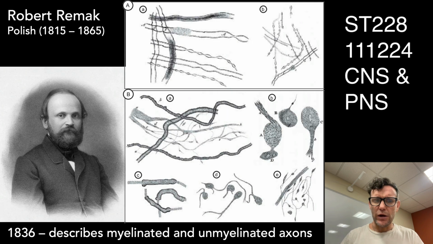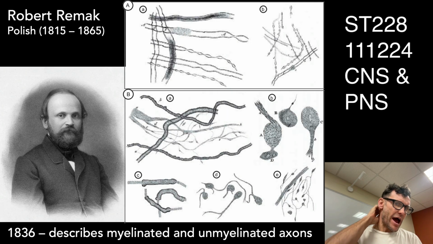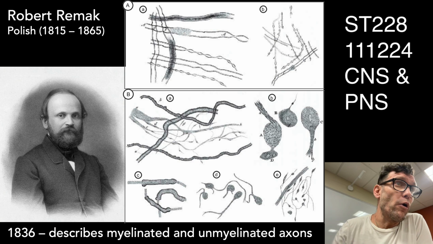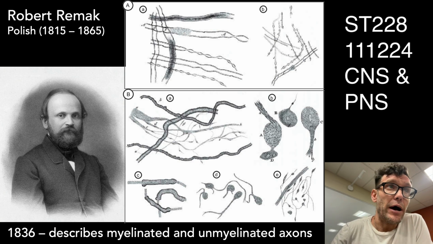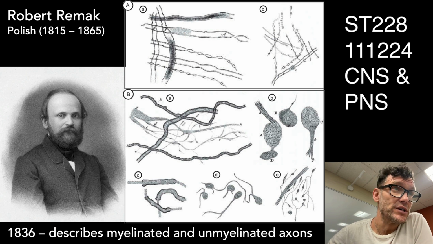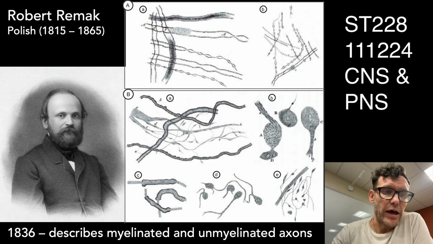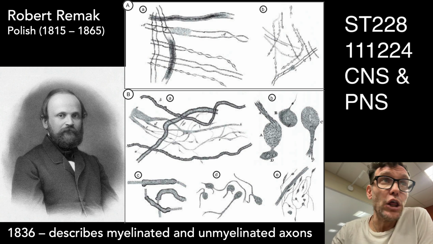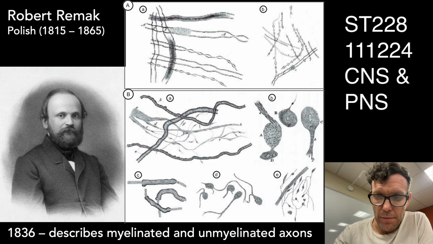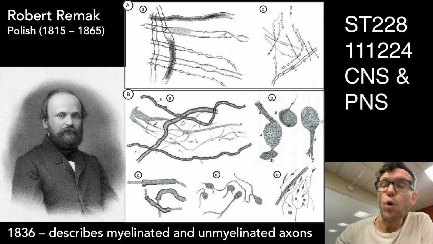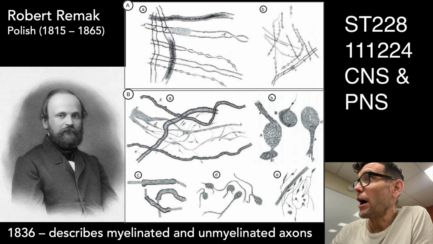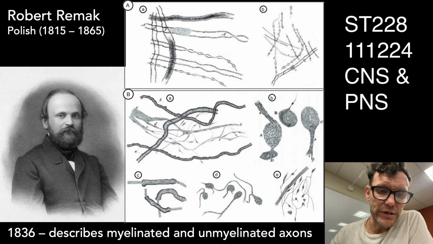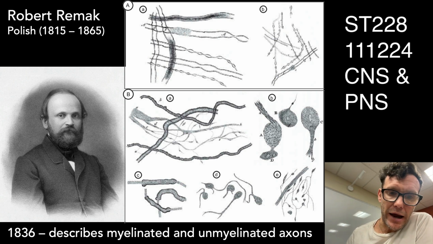And it wasn't until our friend Robert Remak, who we've talked about before, I think I got choked up about the story about the discrimination that he faced as a Jew. His grandson died in Auschwitz, all that stuff, to remind you. In 1836, amongst his many other contributions that were stolen by Virchow and the others, he was able to describe myelinated and unmyelinated axons.